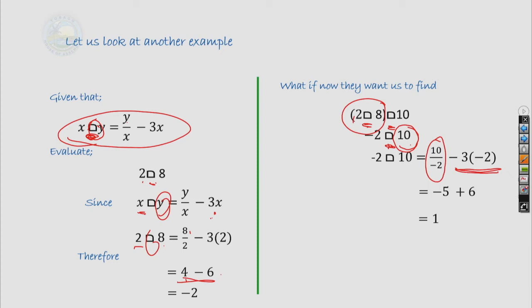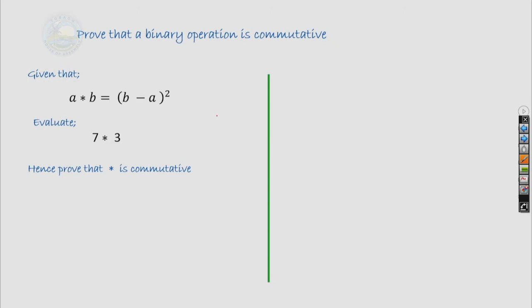Ensure that you utilize whatever the definition is for that binary operator. Whatever that definition is. Here's another one. Given another binary operator, A star B is equal to B minus A all squared. Can we evaluate 7 star 3? And also, here's what they want us to find: prove that the binary operator is commutative. So, let's do the first part.